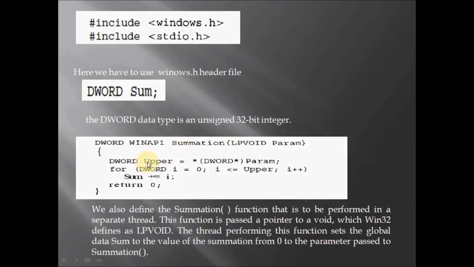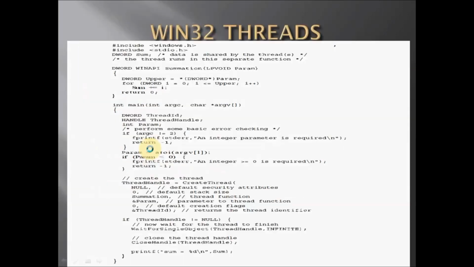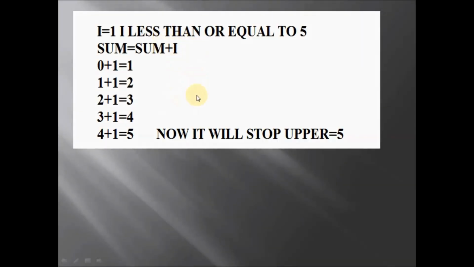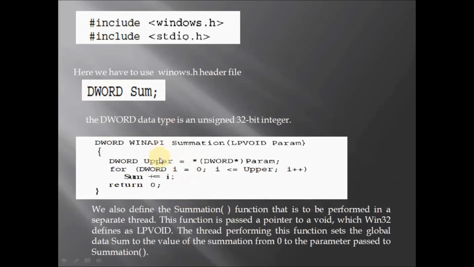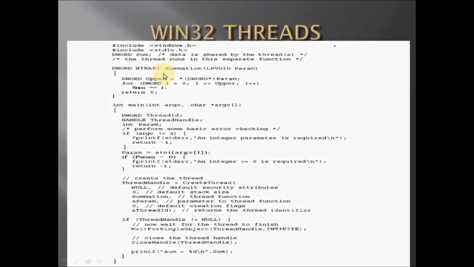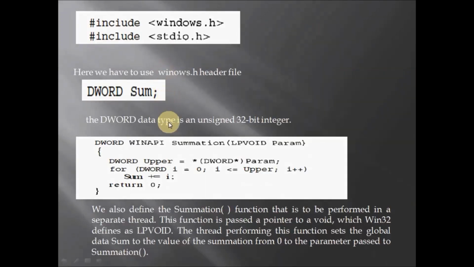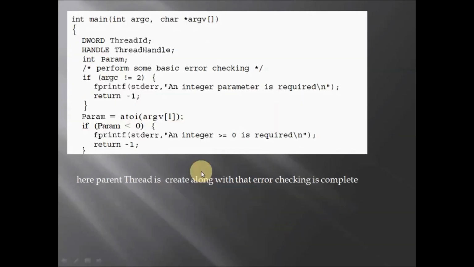Understanding, guys? So how will the summation be calculated? The same logic here. Again you can see i is equal to 0, i less than or equal to upper, so sum is equal to sum plus i. The same logic is also used here, and it will calculate the summation. Now you understood, right? But the only one difference here is the LP void pointer. The reason we are using the LP void pointer is that we have to pass this function value to the parent process, right? That's why. Now we will see this.